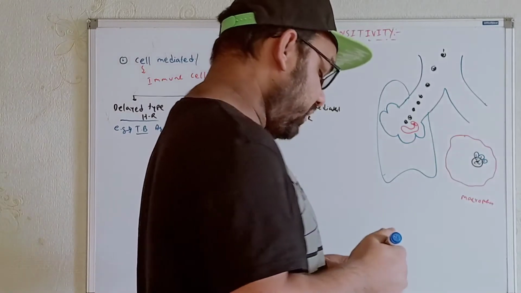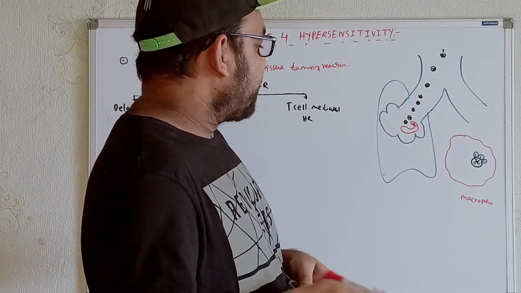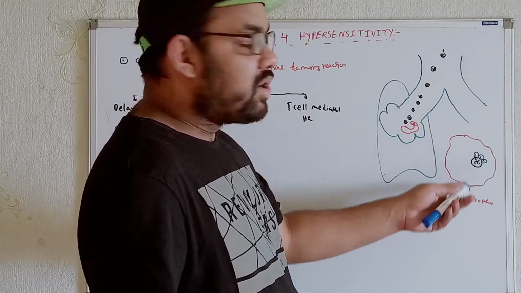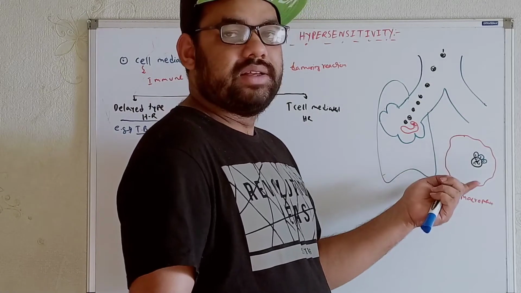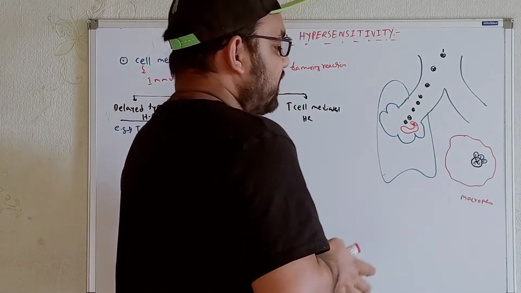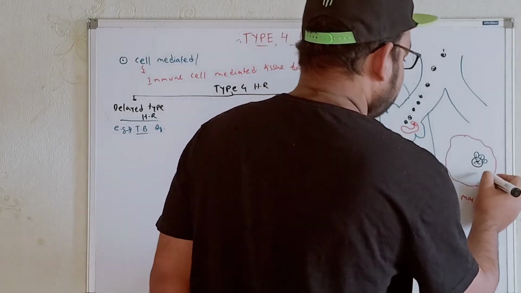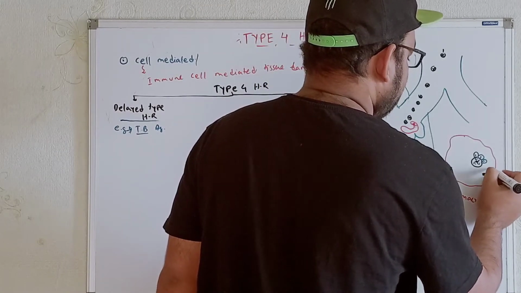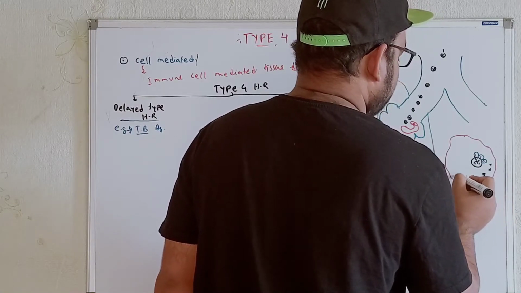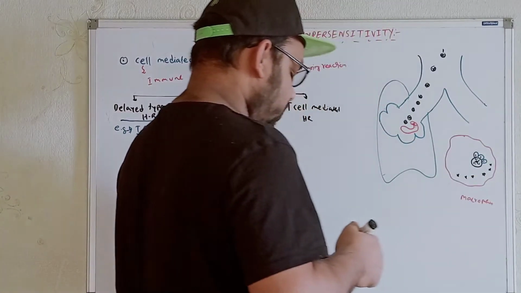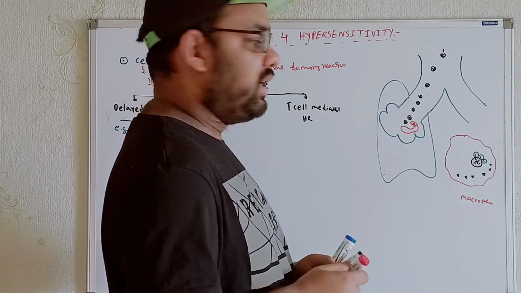But as we know, the TB antigens are too resistant. As a result, the macrophages will not be able to degrade or destroy all the antigens. So some antigens cannot be degraded or destroyed by the action of the macrophage.